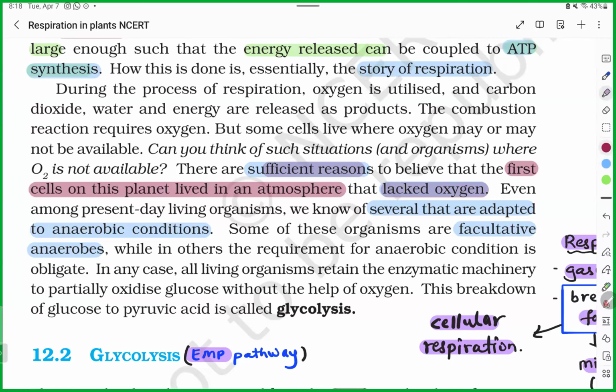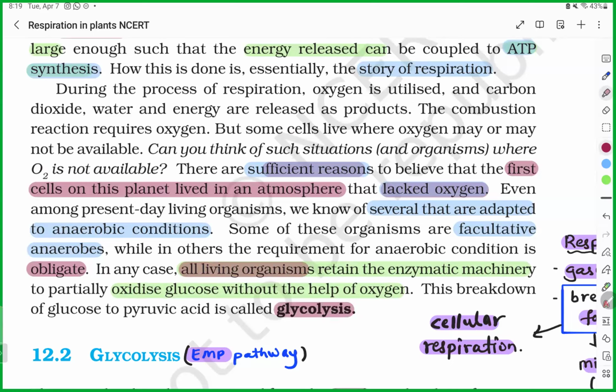Obligate anaerobe are Clostridium bacteria, Clostridium tetani, which causes tetanus. If there is a cut, bacteria will stay there in absence of oxygen. That is the best example of obligate anaerobe. So that's why in all the living organism there is machinery that can partially break down glucose without help of oxygen, and it is present in all living organism, and this process is known as glycolysis.